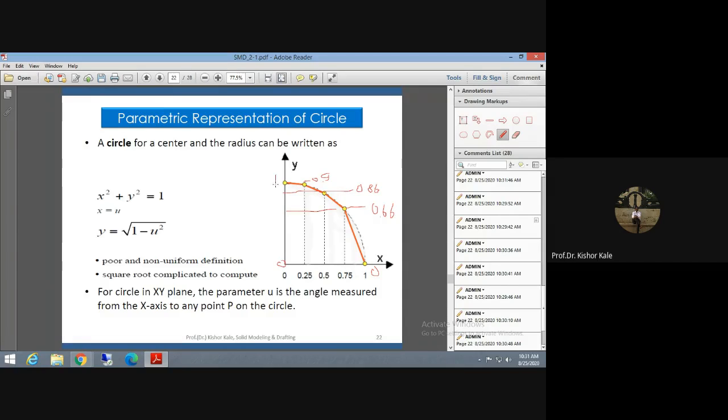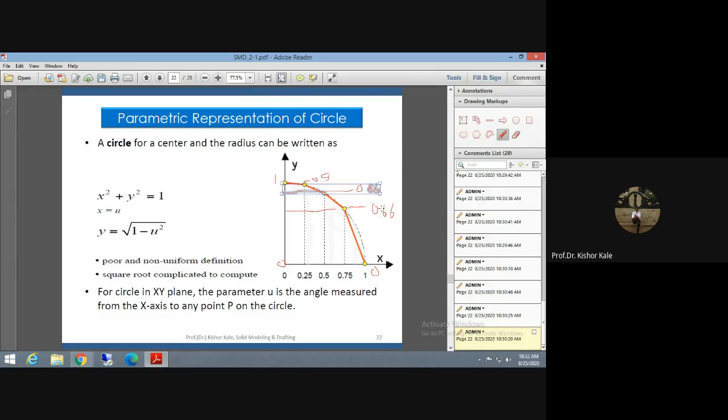So you got five respective values. When x is 0, y is 1. When x is 0.25, y is 0.9 something. When x is 0.5, y is 0.86 something. When x is 0.75, y is 0.66 something. When x is 1, y is 0.